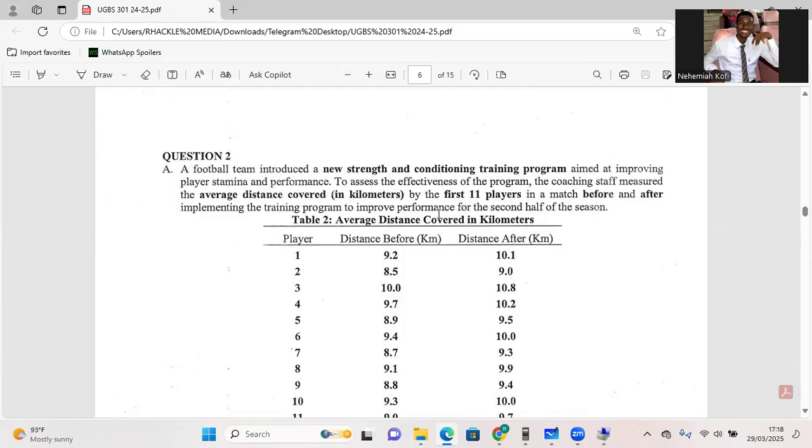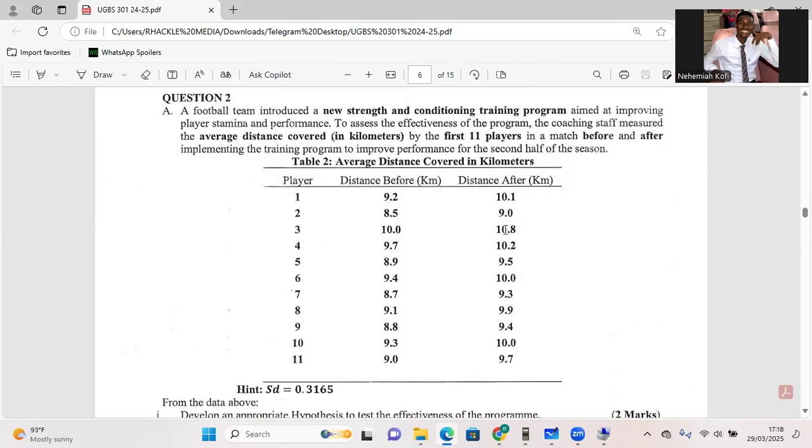So there's a significant difference in the kilometers, right? Which actually is trying to say that there's an improvement. So you are rejecting H0. And then the conclusion will be that there is a significant difference in the kilometers covered by the players before and after the new training at the 0.05 significant level.